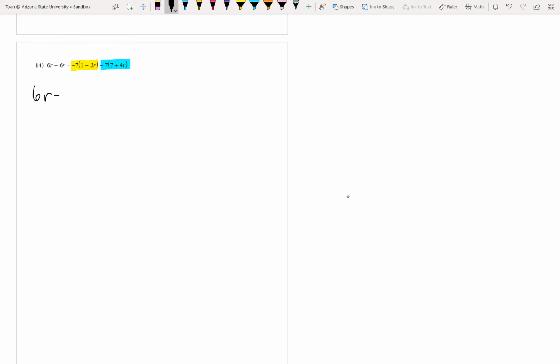So 6r minus 6r, well that's sort of trivial, but we'll take care of that later. Distribute the negative 7 plus 21r. Distribute the negative 7, minus 49, minus 28r. Next, I'd combine like terms on both sides. So, a trivial example, the 6r's are like terms, the negative 7 with the negative 49 are like terms, and then the 21r with the negative 28r are like terms.